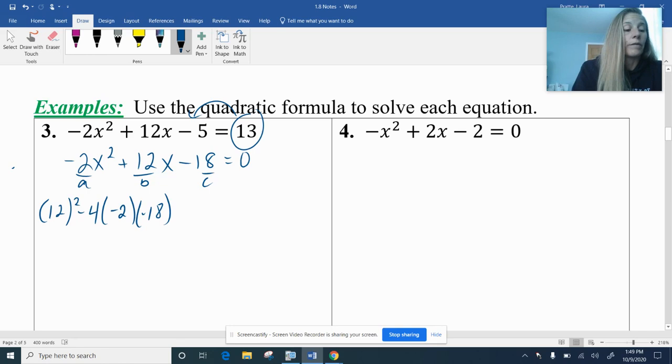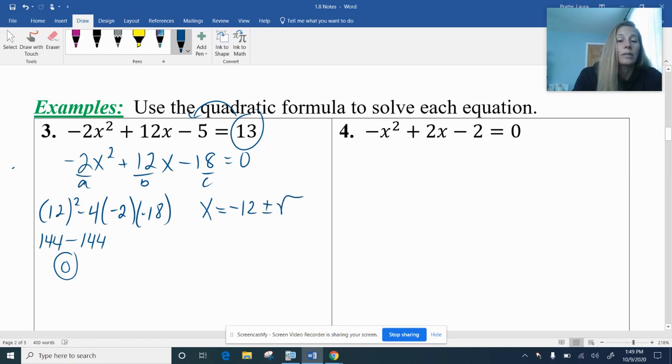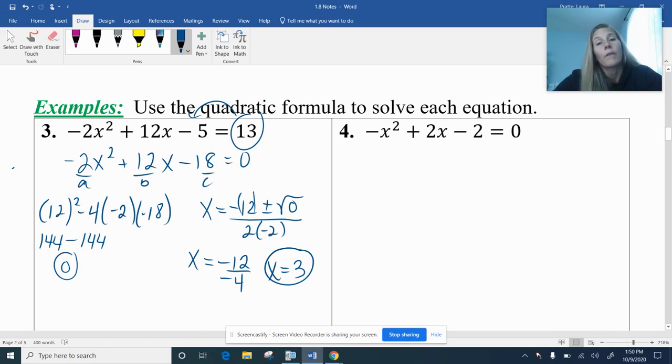So we know that 12 squared is 144. And then we have 4 times 2, which is 8, times 18, which is another 144. Because we have 3 negative signs there, that's going to remain negative, giving us a 0. Now we know that that's going to have one solution. So I have negative b plus or minus the square root of 0, over 2 times the negative 2. That was my a value. So that's going to just simplify to negative 12 over negative 4, which of course just equals one real answer of 3. And that's what we would have predicted because we had a discriminant of 0.